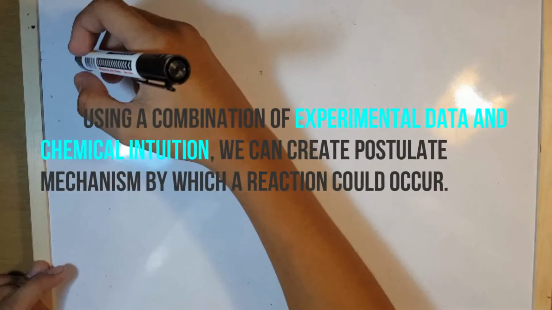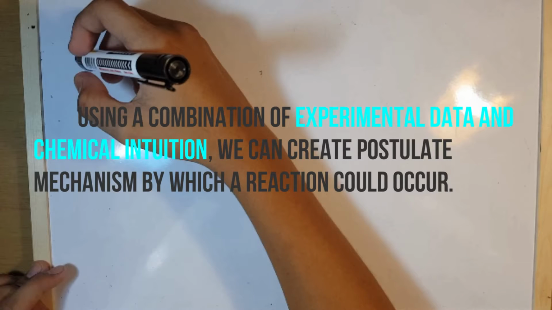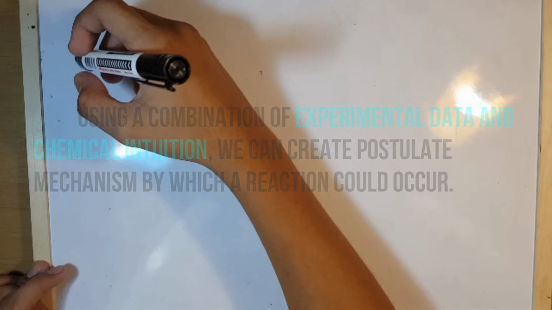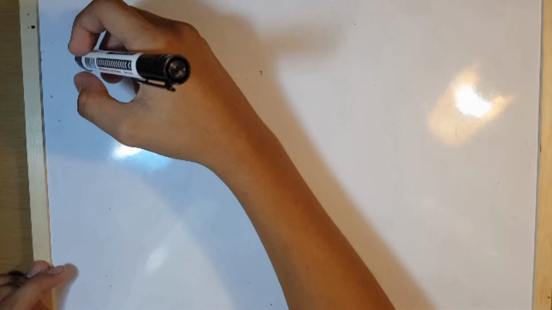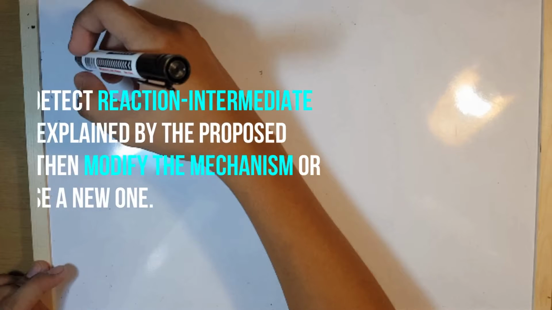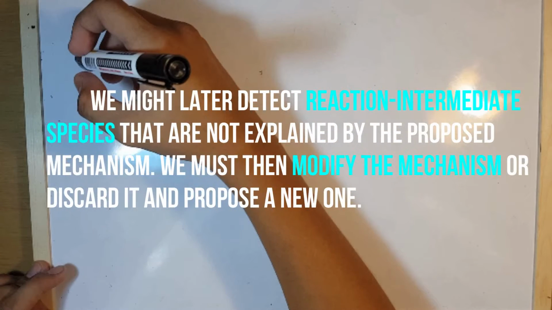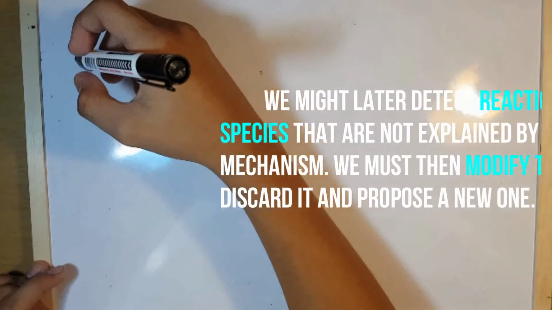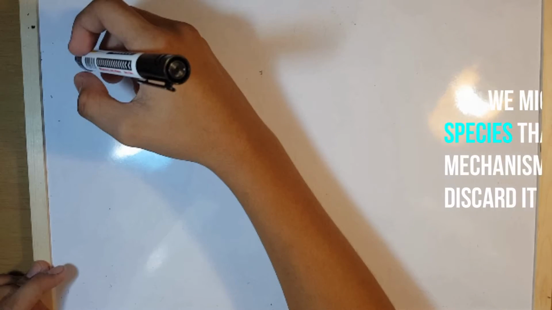Using a combination of experimental data and chemical intuition, we can postulate a mechanism by which a reaction could occur. We can never prove that a proposed mechanism is correct. All we can do is postulate a mechanism that is consistent with experimental data. We might later detect reaction intermediate species that are not explained by the proposed mechanism. We must then modify the mechanism or discard it and propose a new one.